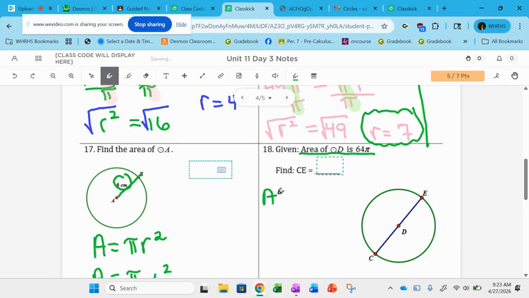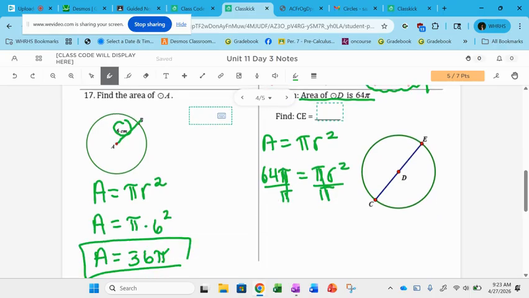It's saying the area is 64 pi. So area equals pi r squared. But we're going to plug in that 64 pi for A. And now we're going to solve for r. So first we divide by pi. So now you have 64 equals r squared, and then you square root. Square root of 64 is 8.